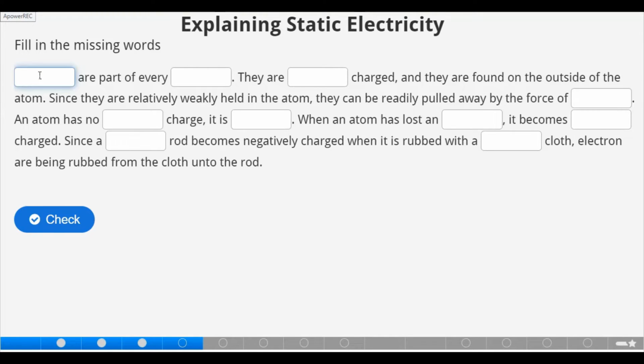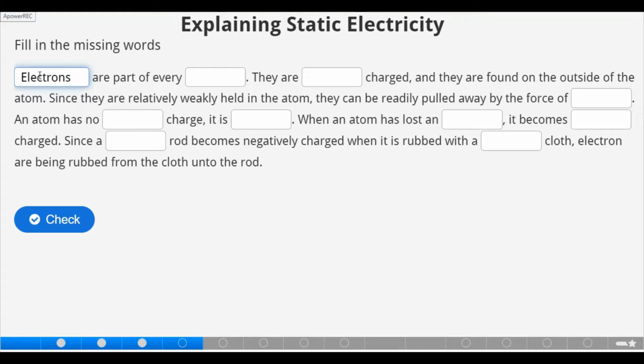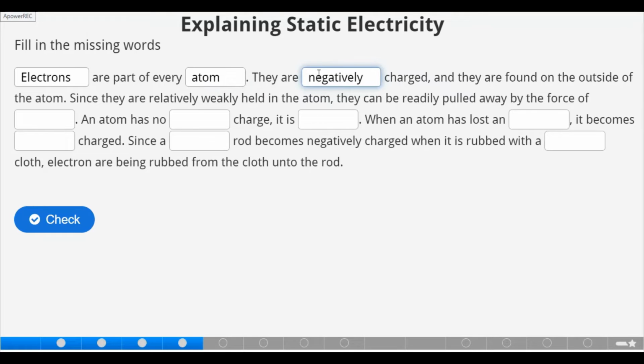Now, electrons are part of every atom. They are negatively charged and they are found on the outside of the atom. Since they are relatively weakly held in the atom, they can be readily pulled away by the force of friction.